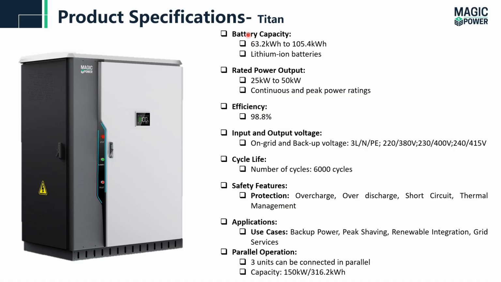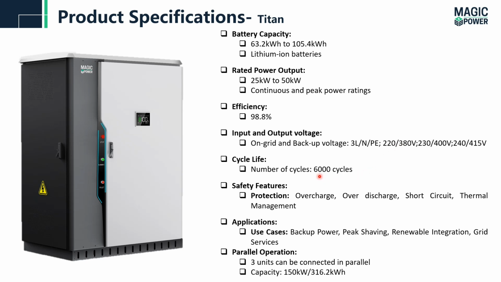The small scale is the series called Titan. The battery capacity ranges from 63 to 105. The battery technology is lithium-ion batteries. Rated output power is from 25 to 50, which is a continuous and peak power rating. The efficiency of the system is 98.8%, and the output and input voltages, depending on the grid standard, could be 380, 400, or 450, because these systems are three phase.